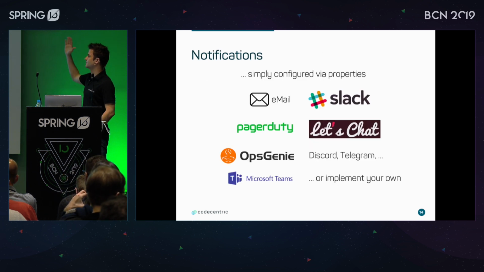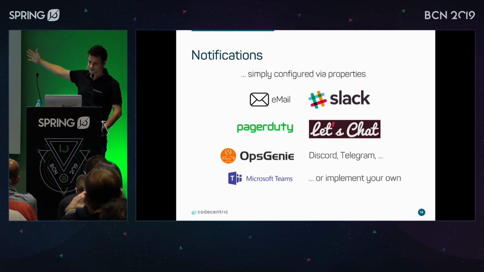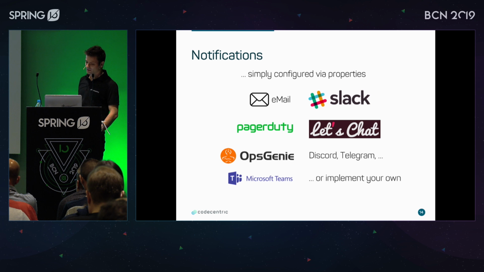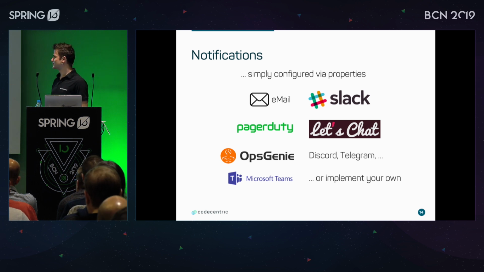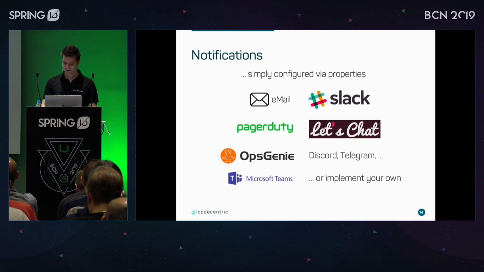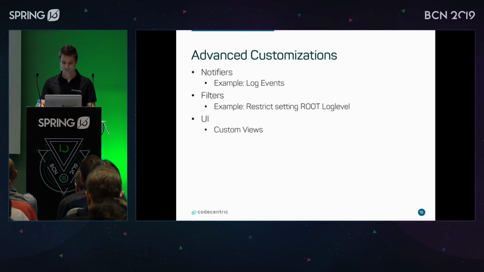As I mentioned, we have a lot of notification options: Slack, Microsoft Teams, and so on. Most of them are community contributions and are configured via properties, so no need to code. If you need some custom things, you can implement your own. It's a very simple interface to implement.